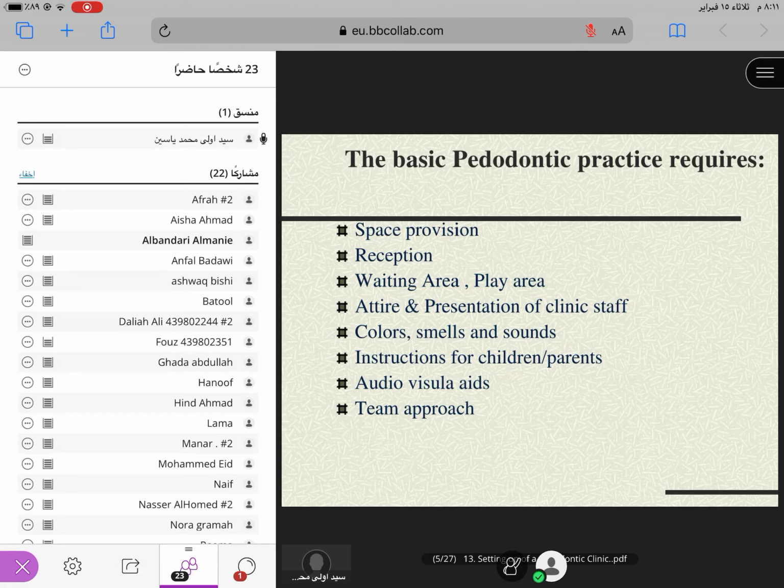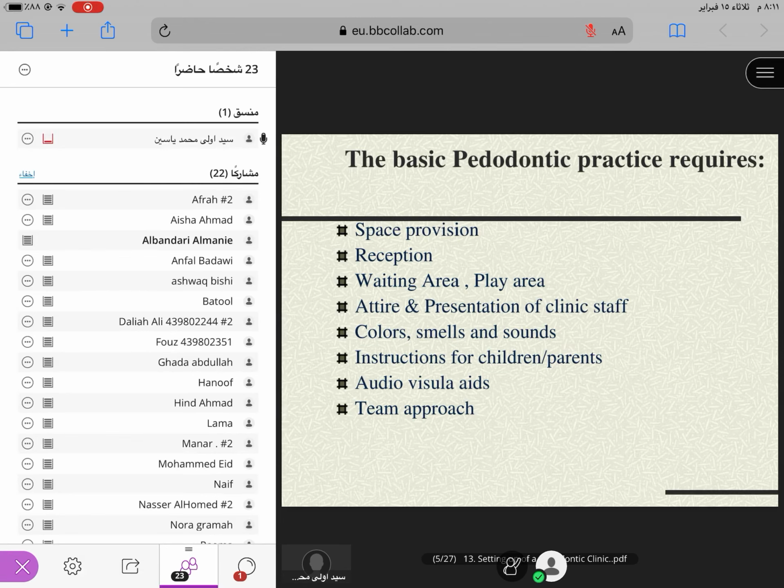So basically, a basic pediatric dental practice requires adequate space provision. It should have different areas. It should have sufficient space. Okay, why do you need sufficient space? Because you should have a separate area for reception. You should have a separate waiting area. You should have a play area for the child, and a waiting area for the parents.